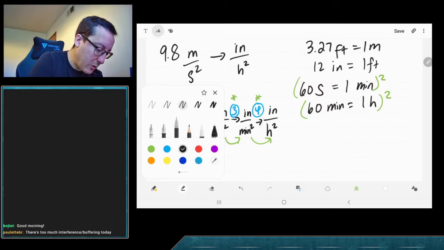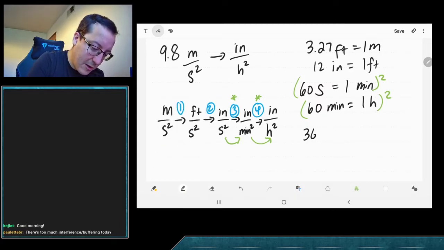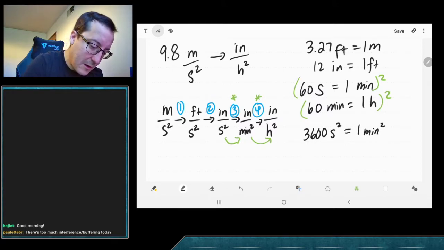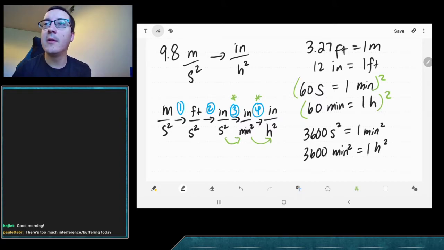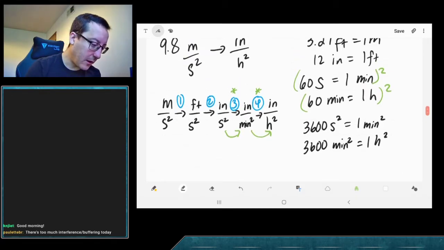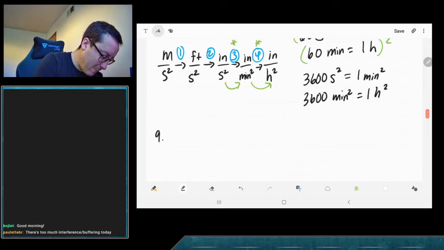So we're going to now have 3,600 seconds squared equals 1 minute squared, and then 3,600 minutes squared equals 1 hour squared. Okay, so we'll want to go ahead and prepare our conversion factors in advance here. Okay, so we had 9.8 meters per second squared.